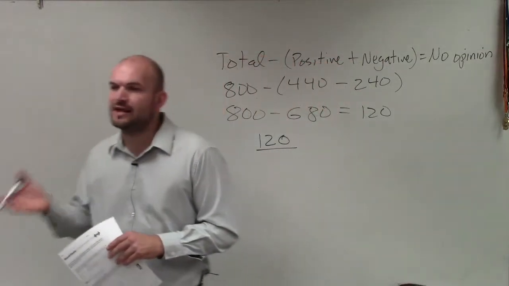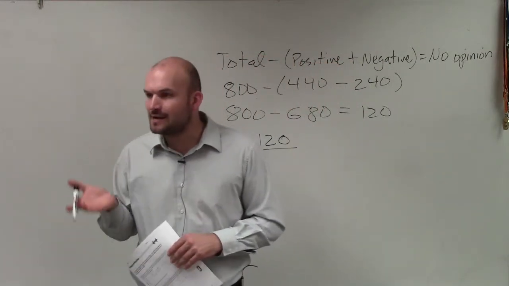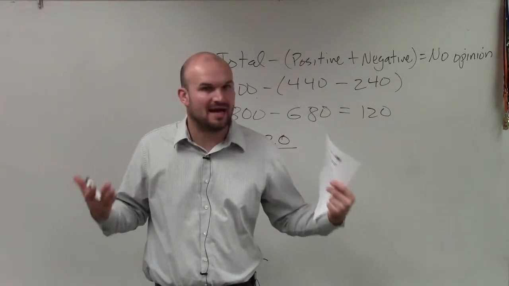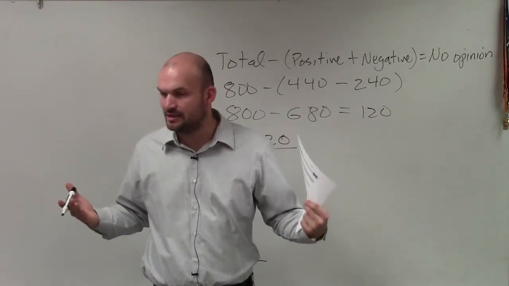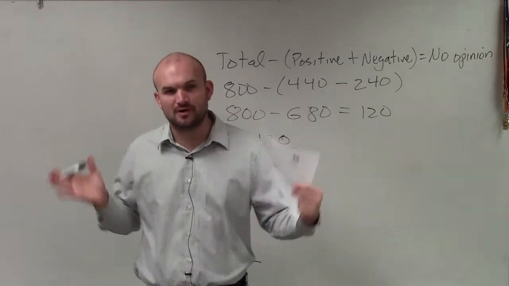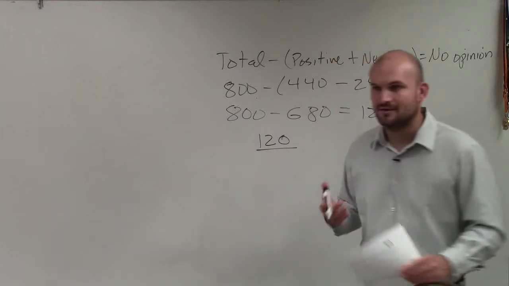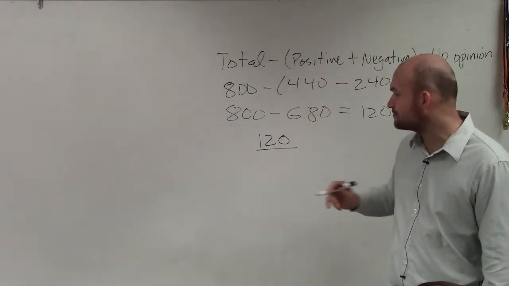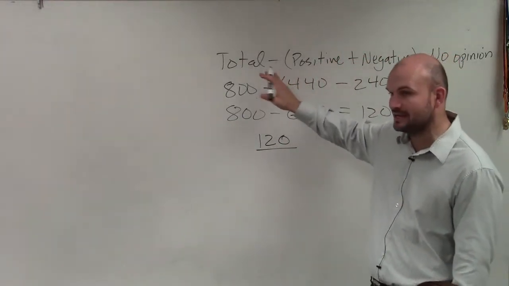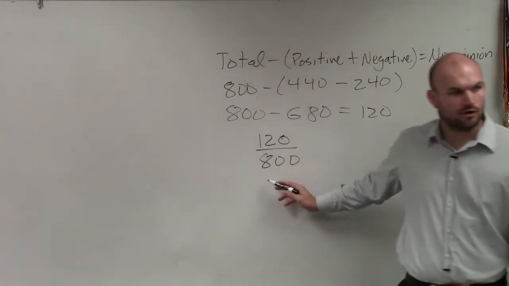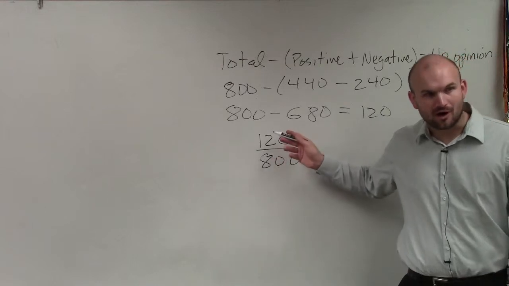But the reason, Tyler, that I'm going over this is because I want to make sure no matter what your numbers are, that you can at least always fall back on this proportion. If you have an easier way to do it, that's perfectly fine. But if you get stuck, like Tyler maybe, then make sure you follow up on this portion. So the percentage of no opinion is 120 out of 800. Part over whole, part over whole, part over whole.